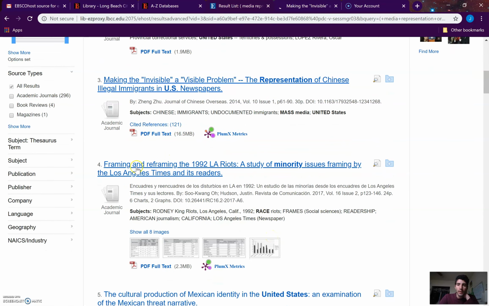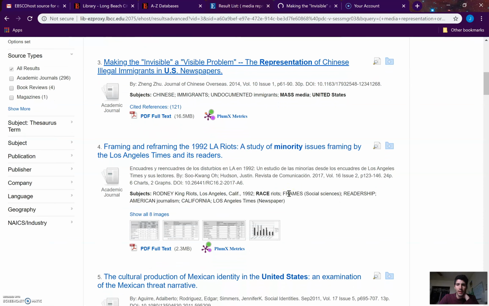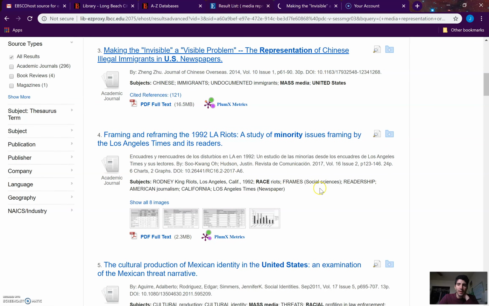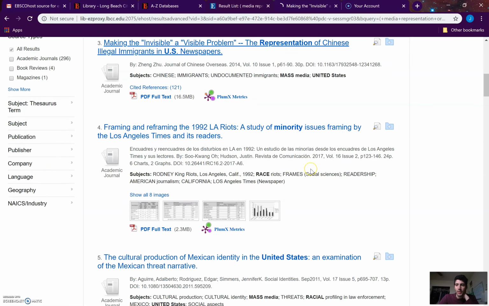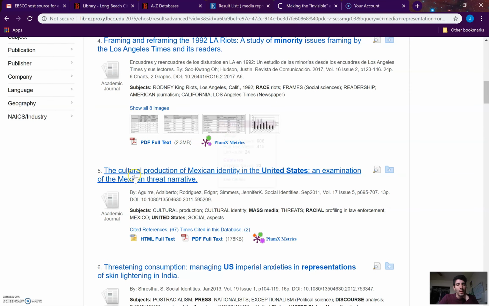I have another article here: Framing and Reframing the 1992 LA Riots, a study of minority issues framed by the Los Angeles Times. I think so, but you know what? I want to focus on something more current, so I'm going to move on. The Cultural Production of Mexican Identity in the United States, an examination of Mexican threat narrative. This seems really interesting, and I think this idea right here.